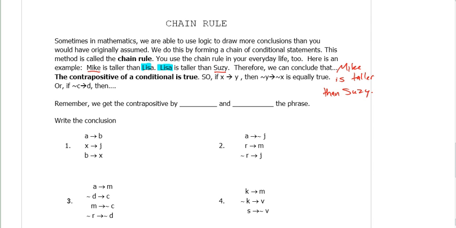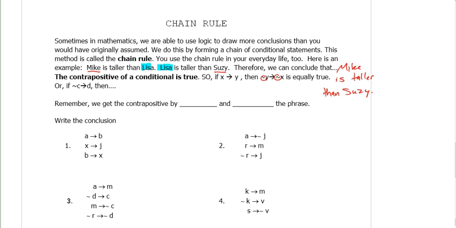So, if we look at an example like if X then Y, we can also say that if not Y, then not X. Remember, this little tilde makes it not. So you're using the contrapositive of the conditional. Okay, so in this case, we would say if Susie is not taller than Mike.